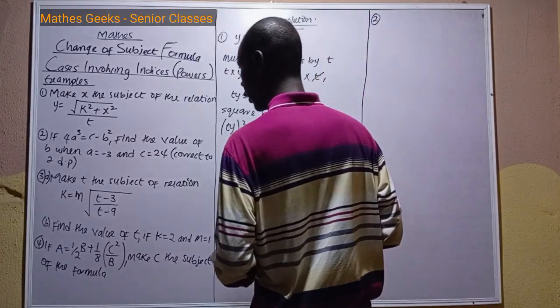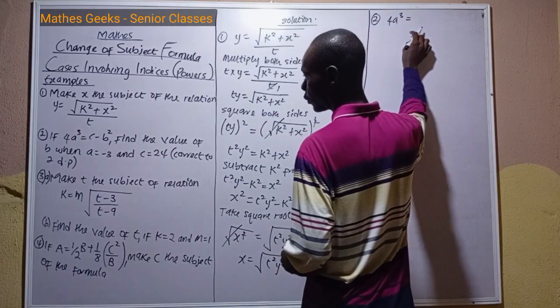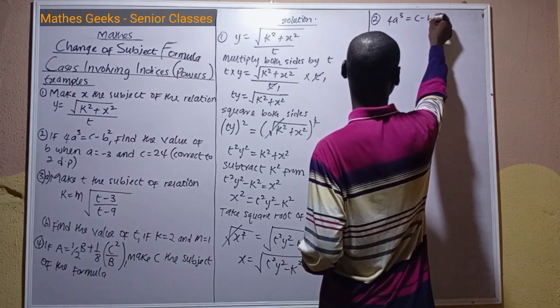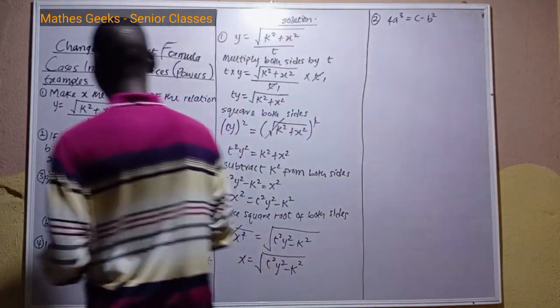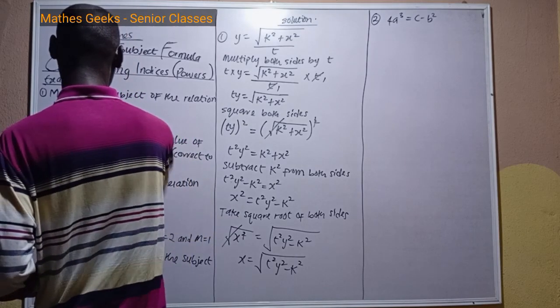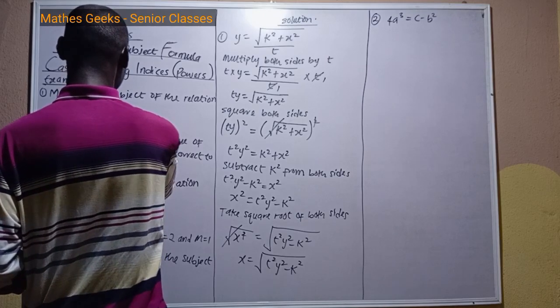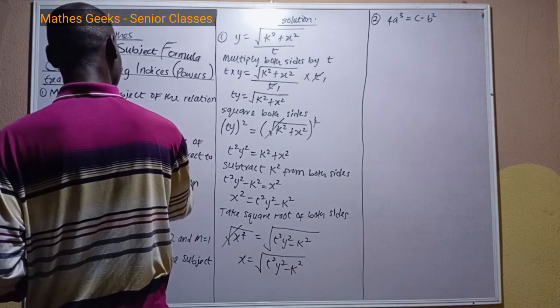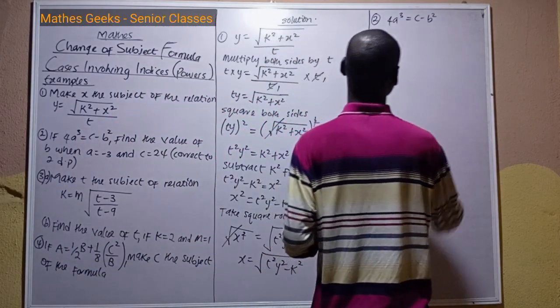Number 2, 4a cubed is equal to c minus b squared. Find the value of b when a is equal to minus 3, c is equal to 24, correct to 2 decimal places. So substitute these values into the equation. We must make b the subject of the formula because the question says we should find the value of b, meaning that b should be the subject of the relation.